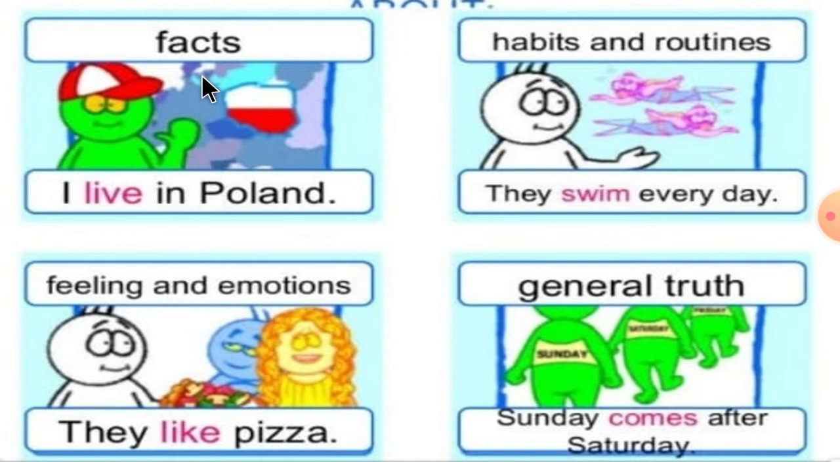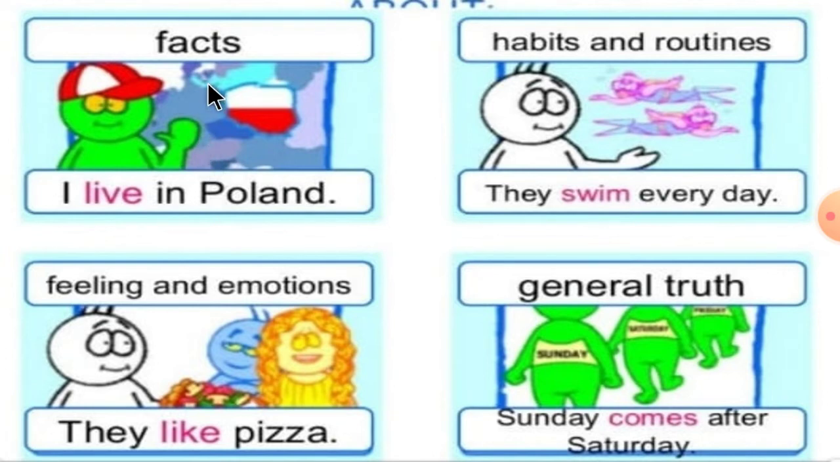One is facts. Number two, habits and routines. Number three, feelings and emotions. And number four, general truth. Now let me explain to you when you can use simple present tense.